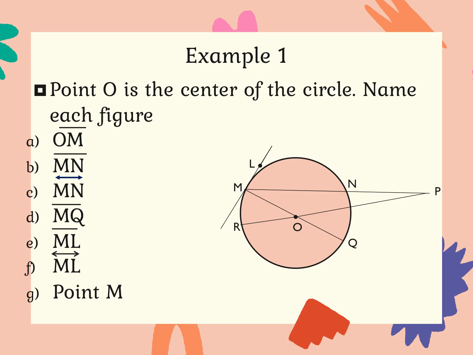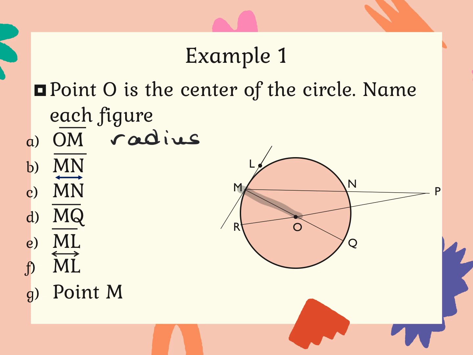Okay, so now they want us to name all of these parts of each figure. So what we need to pay attention to is, is it a segment or is it a line? So here they're telling us that point O is the center of the circle. So if I go ahead and find OM in my picture, OM is this segment right here. Notice it goes from the center to the edge, making OM a radius.